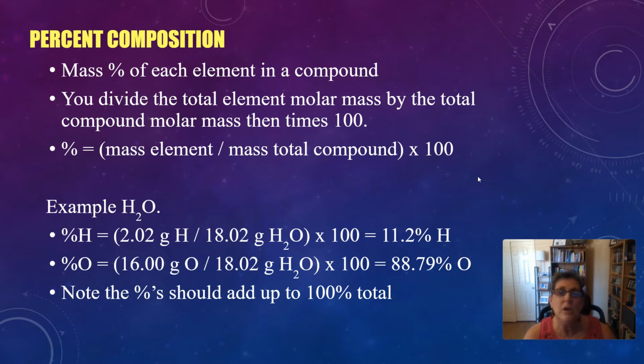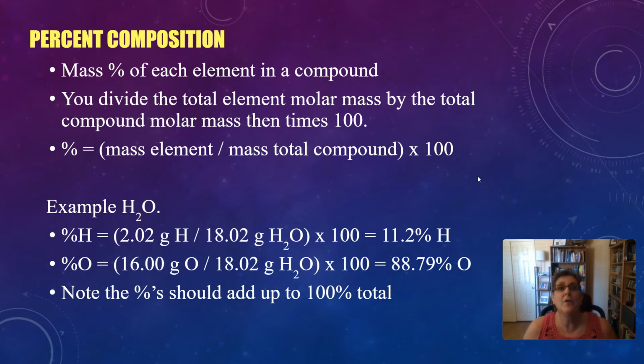So percent composition, we're dealing with the composition of a compound. So we're going to look at the part that's an element over the total compound. Okay, so the element over the compound. The element is part of the compound. All right, and we're doing mass percent. So we're going to need to get the masses from the periodic table. Basically, we're looking at the mass percent of each element in a compound. You divide the total element's molar mass by the total compound's molar mass and then times 100. So the percent is going to be mass of the element over mass of the total compound times 100.